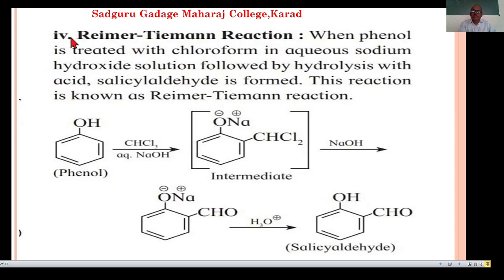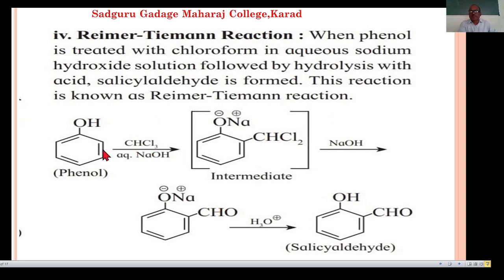Then the next reaction, number 4, is Reimer-Tiemann reaction. In this reaction, phenol is treated with chloroform in aqueous sodium hydroxide solution followed by hydrolysis with acid. And the final product of this reaction is salicylaldehyde. This reaction is known as Reimer-Tiemann reaction.